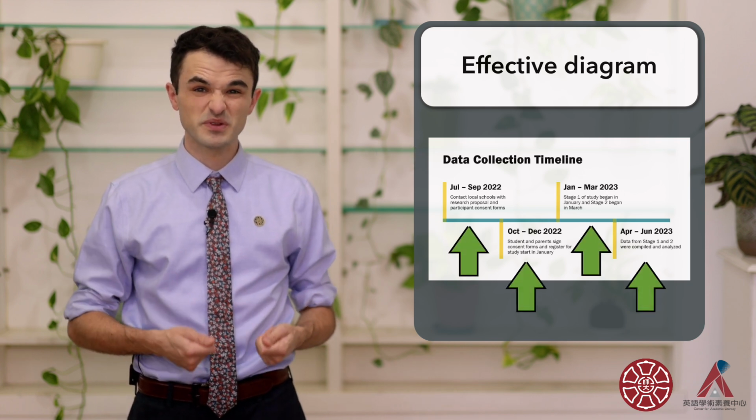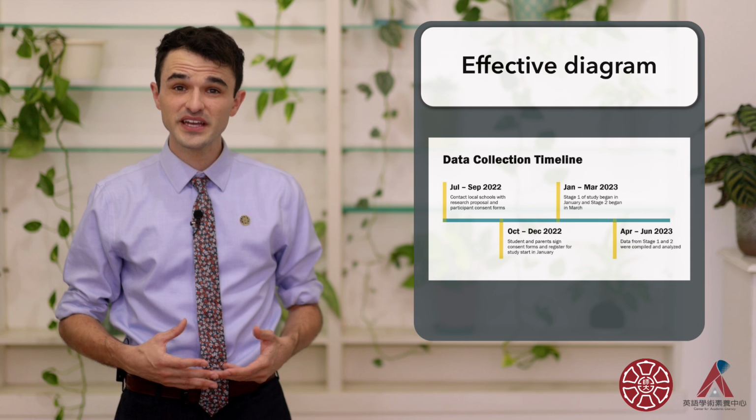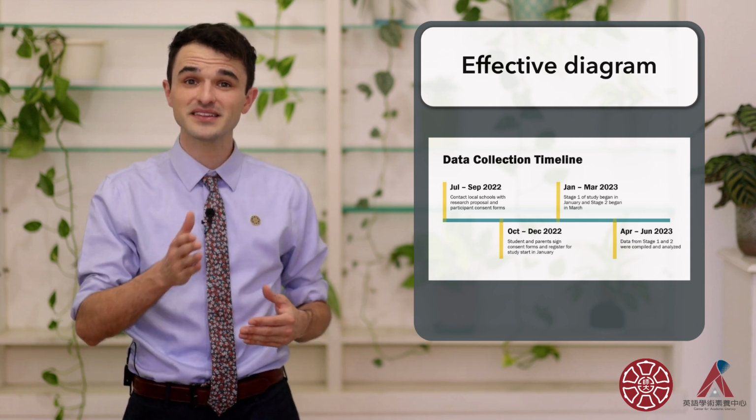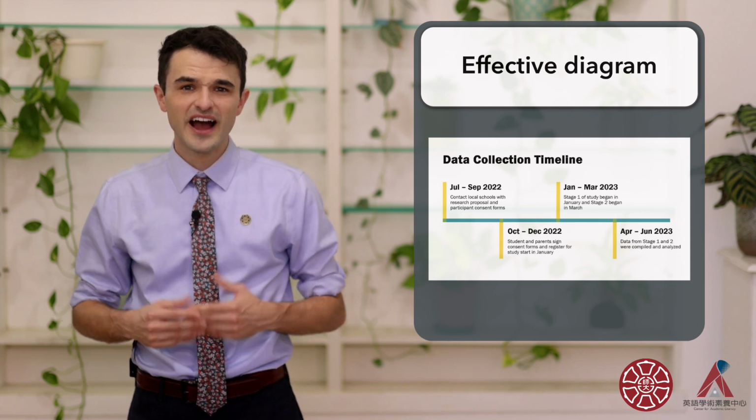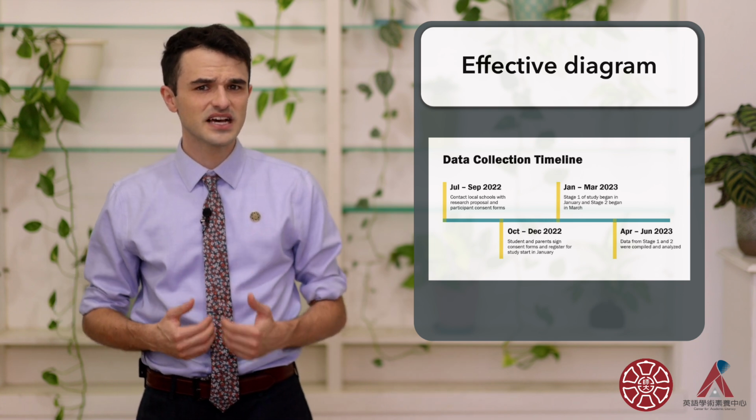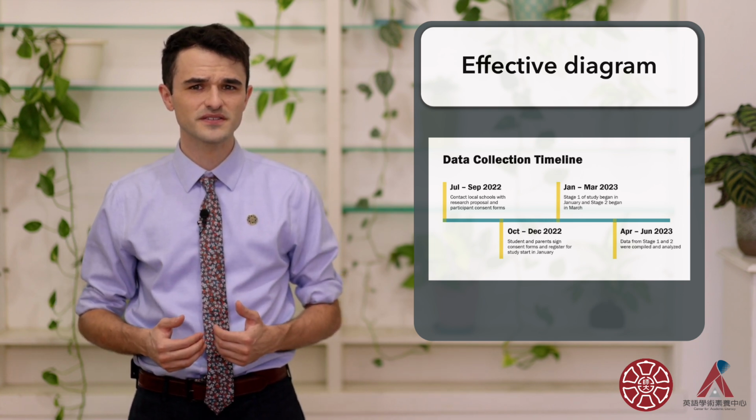We can see 4 explicit category labels. The coloring is clear and helps separate the different categories. I also like how this diagram doesn't use too many words.